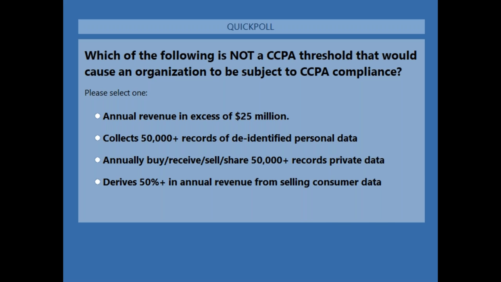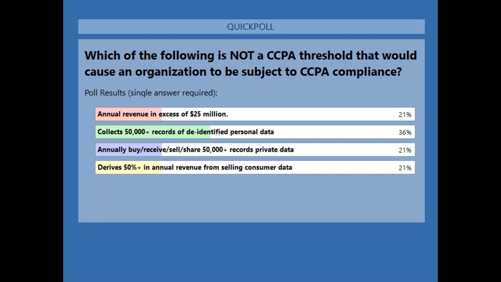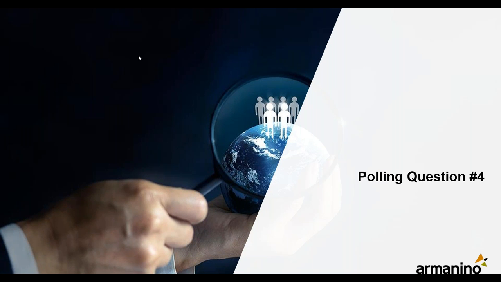All right, go ahead and close the poll. Thank you so much for everyone participating. And we've got pretty smart people in the room. B is the answer. So collecting 50,000 records of de-identified personal data is not one of the thresholds for CCPA. Absolutely. De-identified information isn't a data scope for the CCPA.